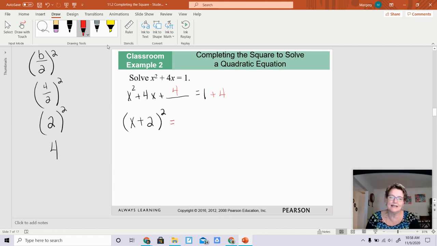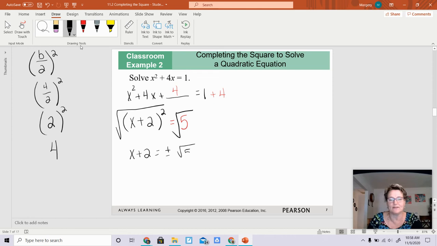Now, on this side here, 1 plus 4 is 5. Now, just like lesson 11.1, my dog is talking with me. I'm so sorry. I got to get rid of the square. So I'm going to square root both sides. And I get x plus 2 equals plus or minus the square root of 5.